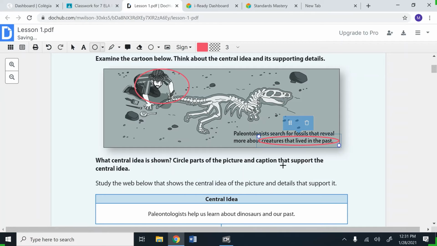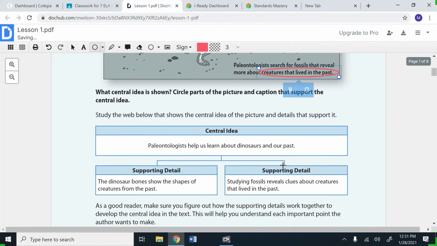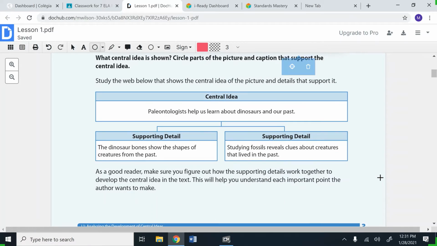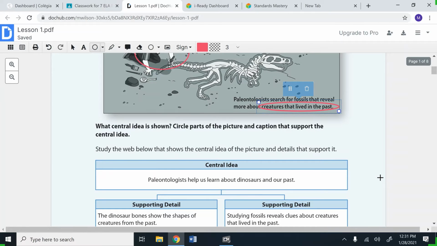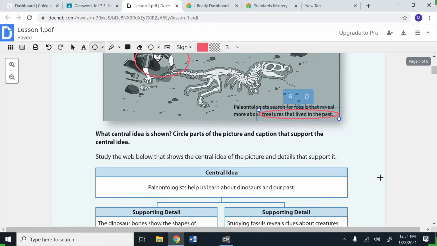Now let's go down to the web. It says, study the web below that shows the central idea of the picture and the details that support it. So the central idea is that paleontologists help us learn about dinosaurs and our past. And the supporting details are that the dinosaur bones show the shape of creatures from the past, and studying fossils reveals clues about creatures that lived in the past. And if you notice, those are the two things that we circled up here.